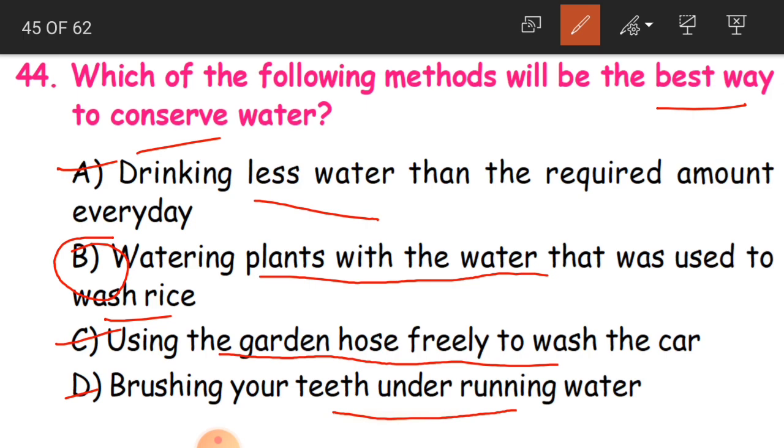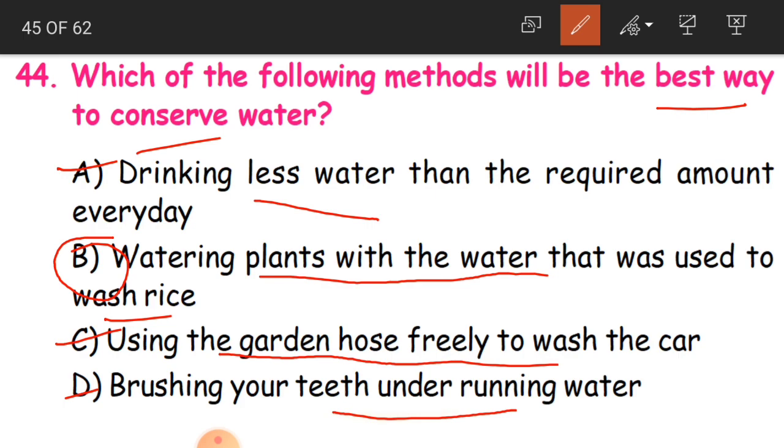This is the best way to conserve the water, to save the water. Even this water which is used to wash rice is going to act as a best fertilizer for plants also. So you have two benefits. One is you can save the water, another is you are giving a good nutritious water, a good fertilizer, to the plants. So B is the correct answer.